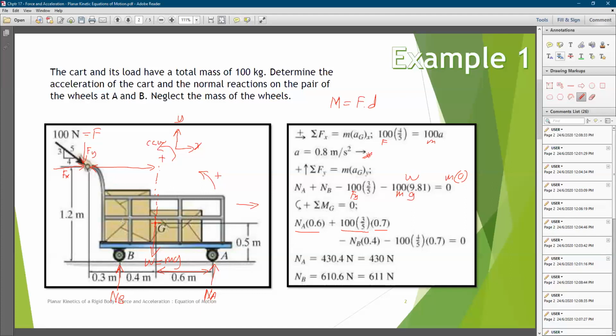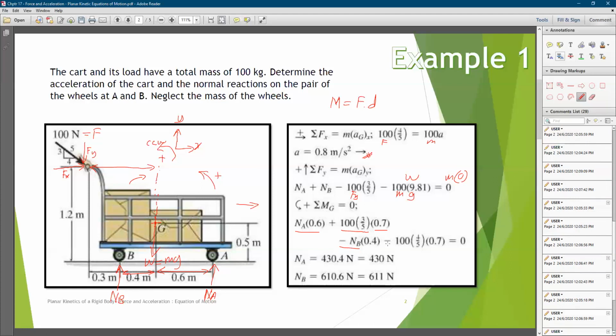And how about the NB from here? Since it is going in that direction, NB, with G as the center, will make a negative moment because it is a clockwise motion. So NB is negative, and the distance is 0.4 from the center of rotation, point G.